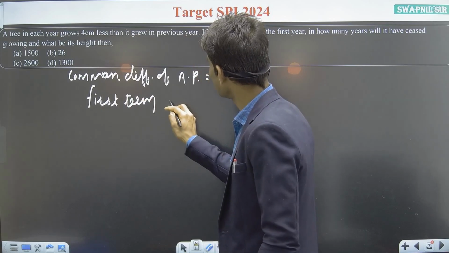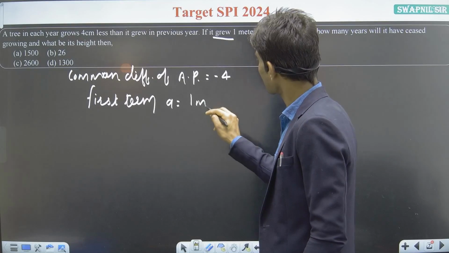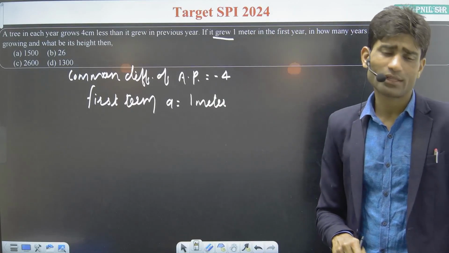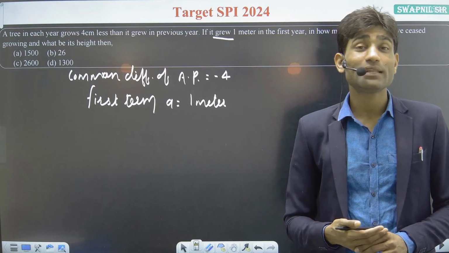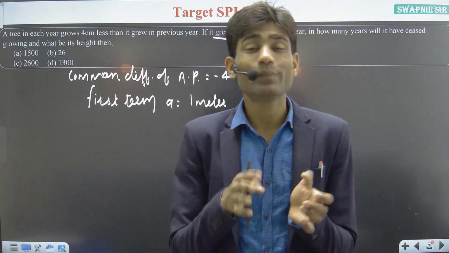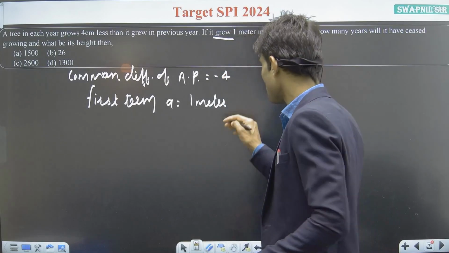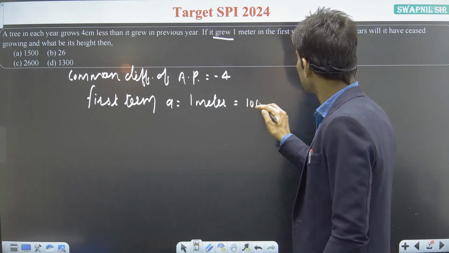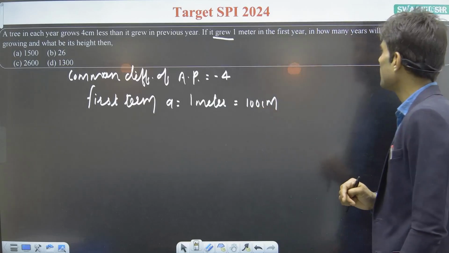First term here, a is 1 meter. But for finding the calculation for our arithmetic progression, we do not want the measurement in meters, we want the measurement in centimeters. So to convert meters into centimeters, we have to multiply by 100. So 1 meter is 100 centimeters. This is the part here.